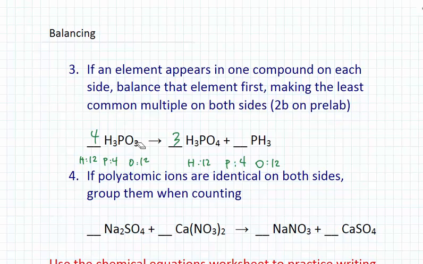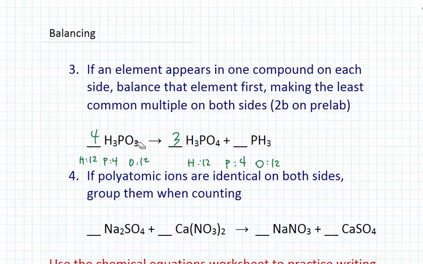So maybe this is a trick that you do if you've gone back and forth at least a couple of times and you're having trouble. Maybe see if you can identify an element that only shows up once on each side, that's in only one compound on each side, and then get that one balanced first.